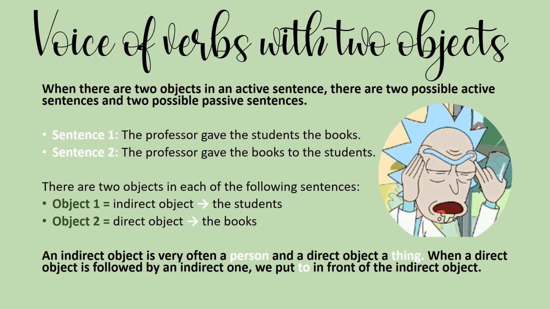Object 1. Indirect object, the students. Object 2. Direct object, the books. An indirect object is very often a person, and a direct object a thing. When a direct object is followed by an indirect one, we put to in front of the indirect object.